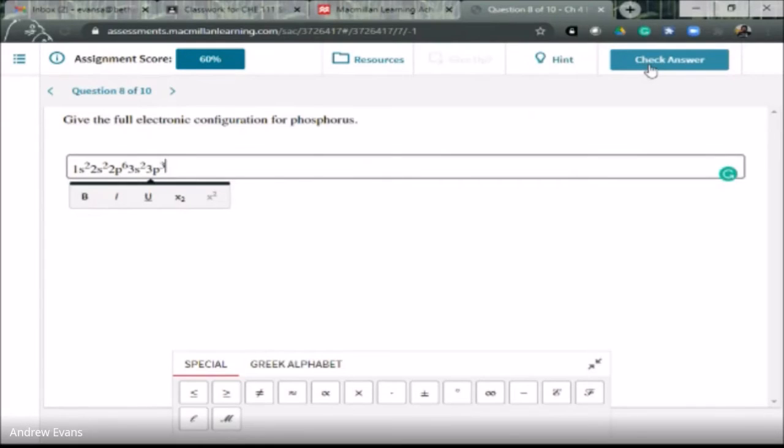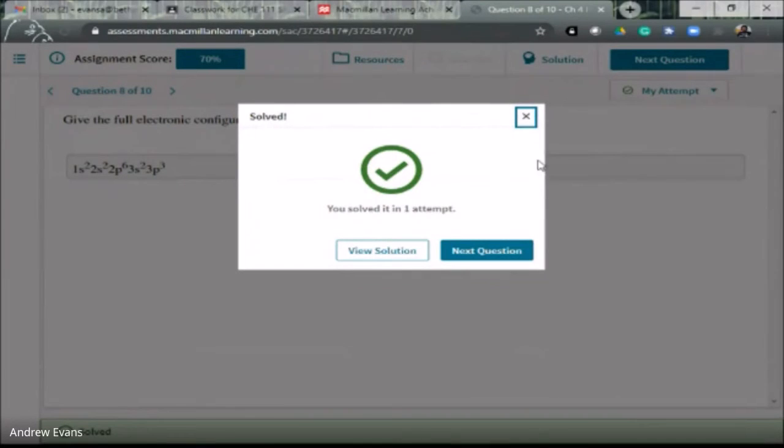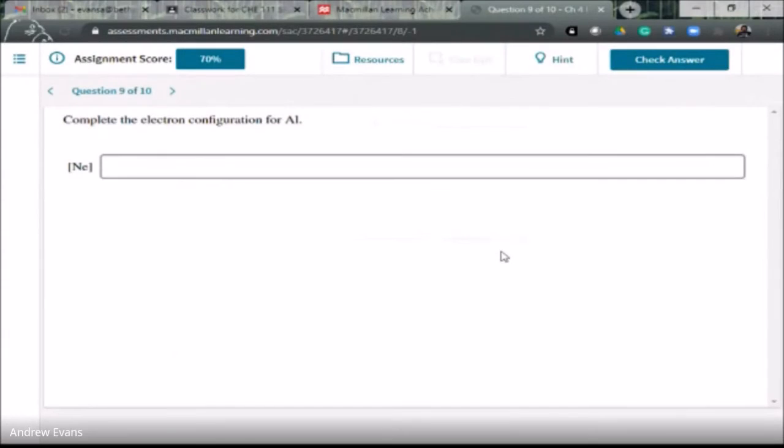So phosphorus is the letter P. It's on row 3 in column 6A, I think. No, 5A. Column 5A, third element in. So that's in the p grouping. That's 3p3: third row, p grouping, third element in. It doesn't matter what element I give you, you should be able to do that. Maybe you're going to get phosphorus and you'll be lucky. But it shouldn't really matter.